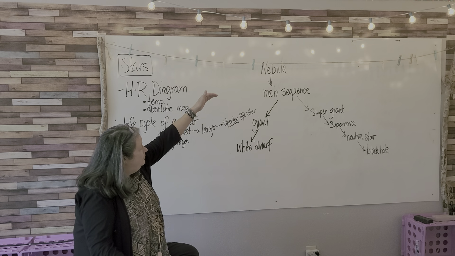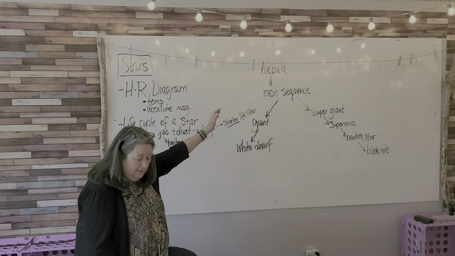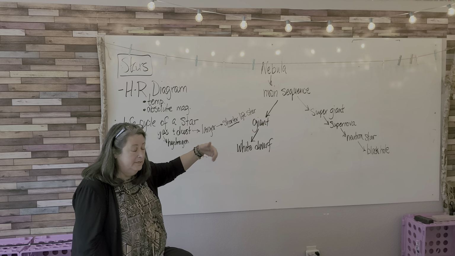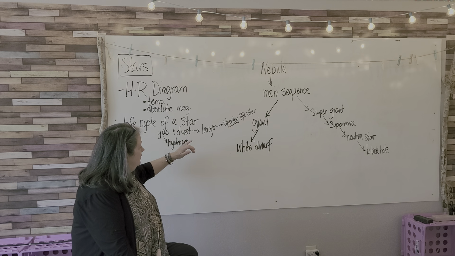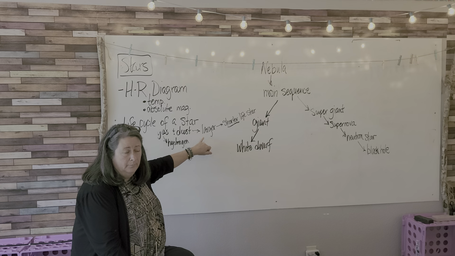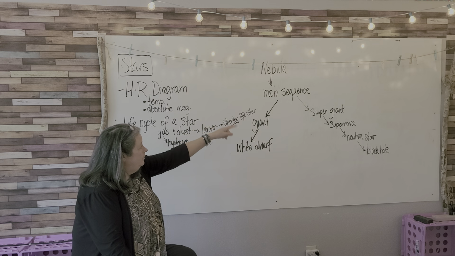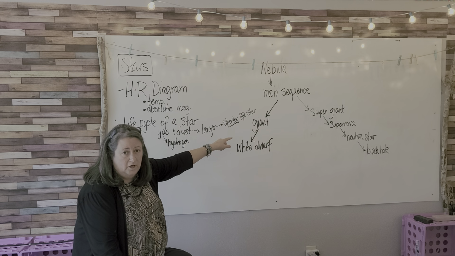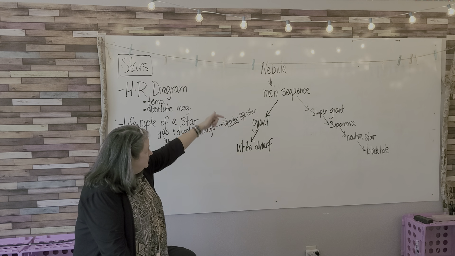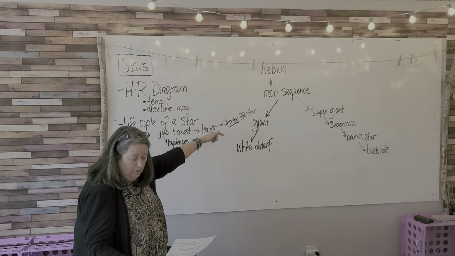All right, so from there, the star becomes what is called a main sequence. And our sun is considered to be a main sequence star. Those stars that have a larger mass of gas and dust will eventually become supergiants. Those with less become what is called a giant. So we'll look at this side first. Main sequence will turn into a giant, and then a giant into a white dwarf.